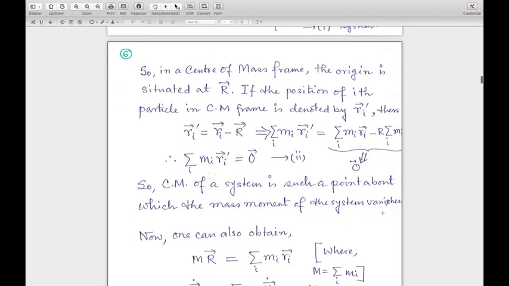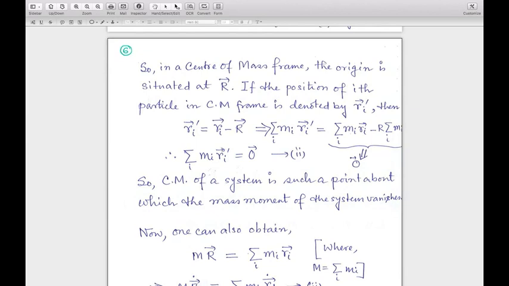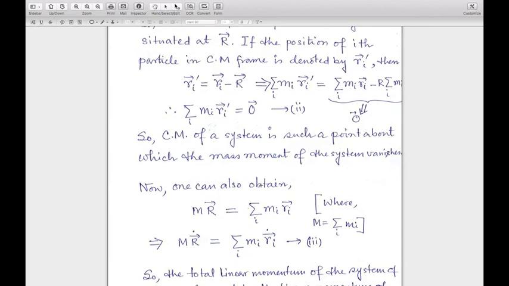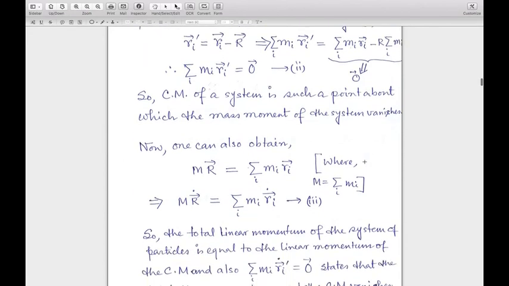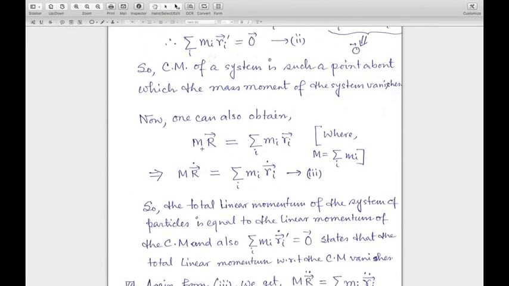So that simply says that the total mass moment of the system with respect to the center of mass, that is, the total mass moment in the center of mass frame of the system of particles, vanishes. Okay, this is another way of defining center of mass. So center of mass of a system is such a point about which the total mass moment of the system vanishes. We can also write this as M capital R is equal to summation over mi ri.